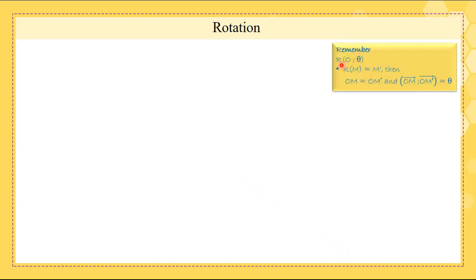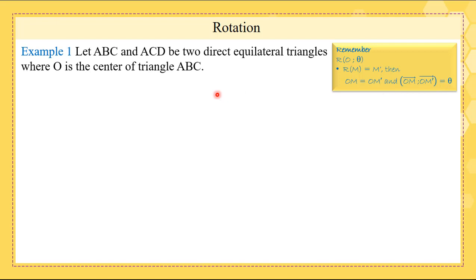Now remember, if we have a rotation of center O and angle theta, R of M is equal to M prime, then OM equal to OM prime and the angle between OM vector and OM prime vector is equal to theta.